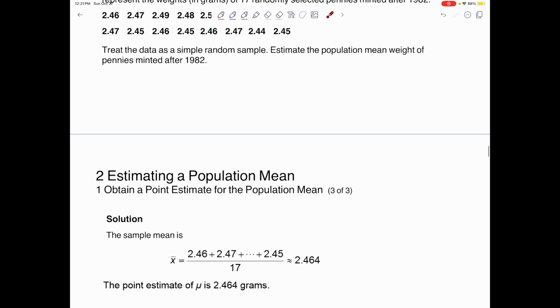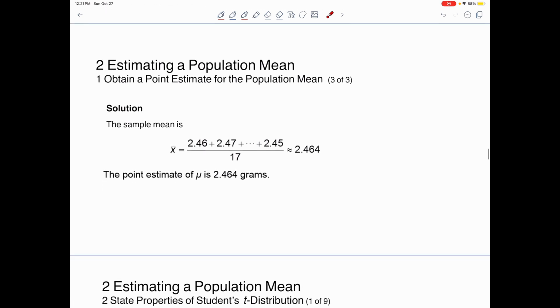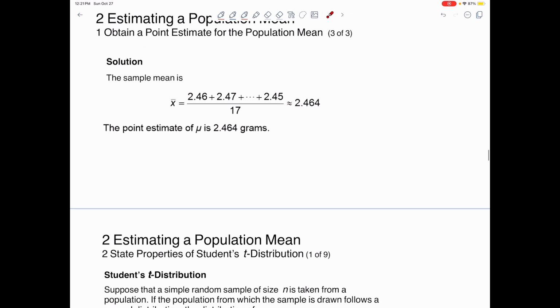In order to estimate the population mean weight of pennies minted after 1982, we're going to obtain a point estimate, which is the sample mean. To compute the sample mean, we add all of the weights of the 17 pennies and divide that by the number of pennies. We will get 2.464. So a point estimate for the population mean mu is the sample mean x bar equals 2.464 grams. So we obtained the point estimate.